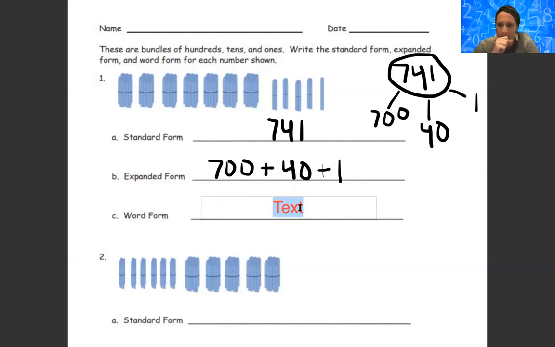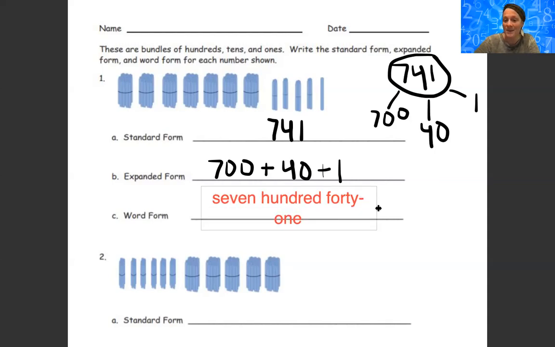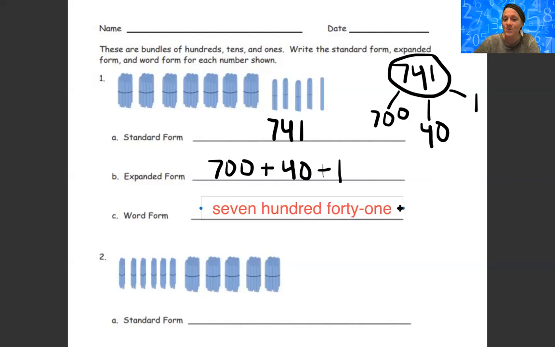So we're gonna write 700, and then 41. So 40 hyphen 1. And that's how we write that, 741.